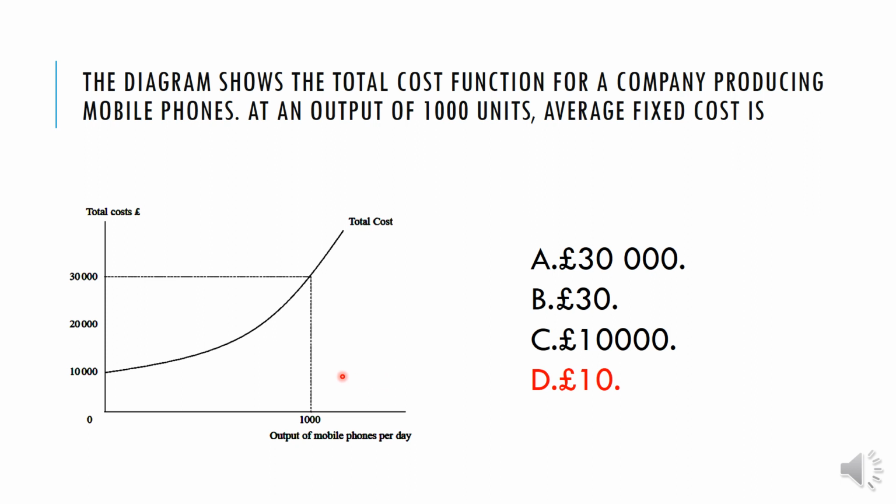Then you have to find out average fixed cost at 1000 units. So what is the formula of average fixed cost? Total fixed cost divided by number of units. So 10,000 divided by 1000, that means answer is 10. So 10 pound, option D is the right answer.